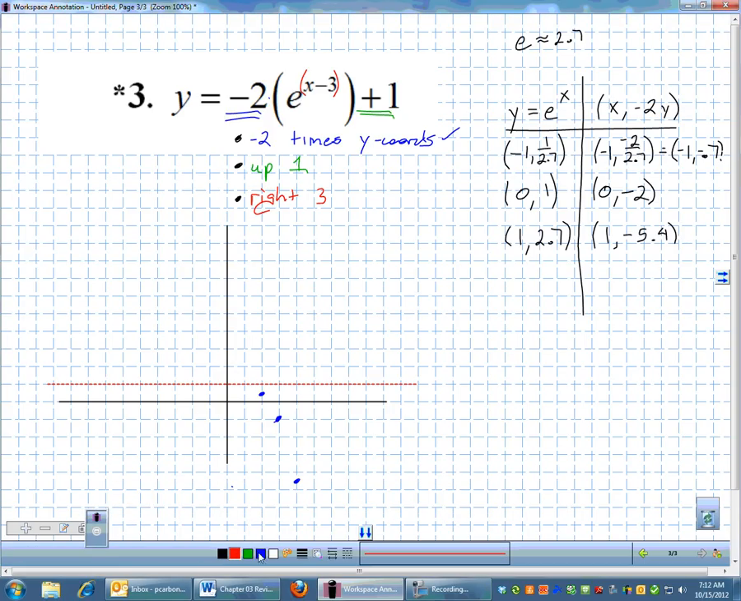This one's actually flipped upside down. I'm going to hover on my asymptote, and then once I get to my points, it's like I'm going to drop off the table. So I'm going to sit up here, then I'm going to start to hit my points, and then I'll fall down. So there's our graph for number 3.